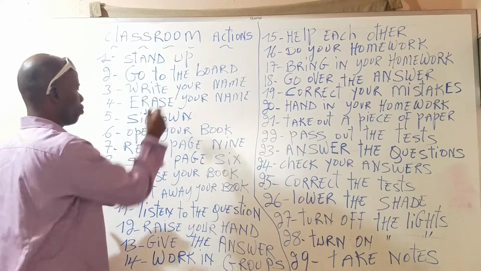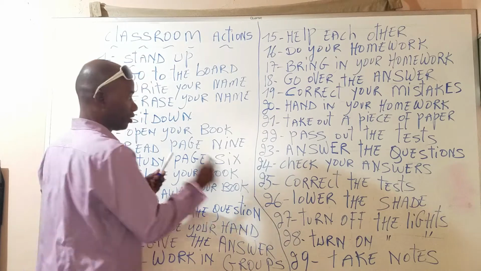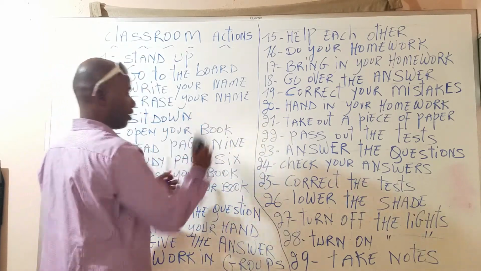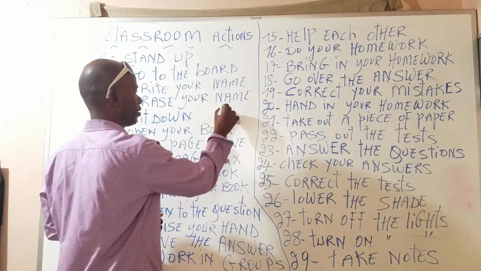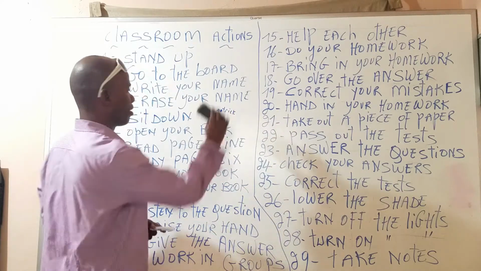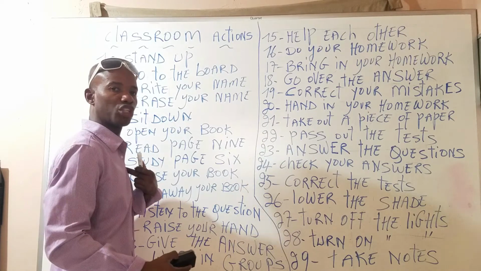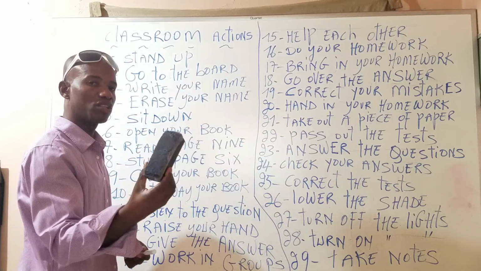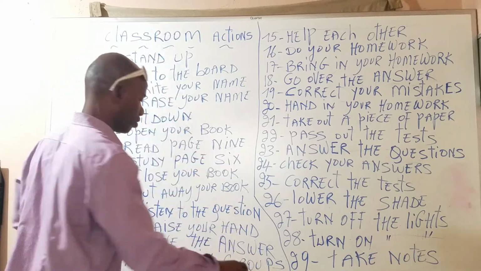And erase your name. Okay. So I write my name, I erase my name with the eraser. If I erase my name, I write my name here. My name is Pat. If I say my name is Patrick, so erase your name. Now I'm erasing my name, you understand? That's the way it is. This is an eraser. The noun is eraser. You erase your name with an eraser. This is an eraser, you understand that?